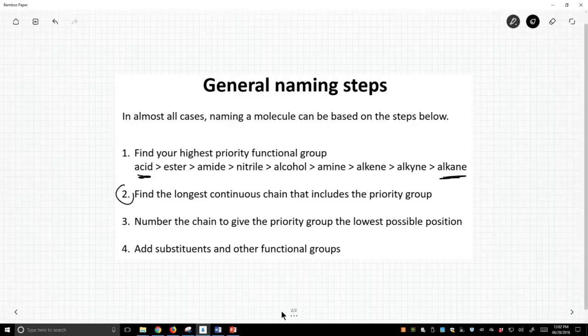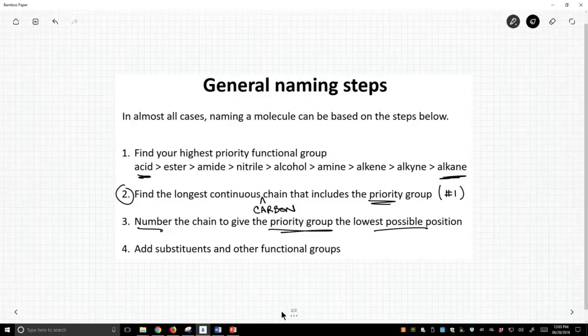Then step 2, we're going to find the longest continuous chain. And when I say chain, this is the carbon chain that contains the priority group from step 1. That is now the backbone of your molecule. Everything else in the molecule is simply a group that dangles off of that chain. So you'll number the chain so that the highest priority group gets the lowest possible position.